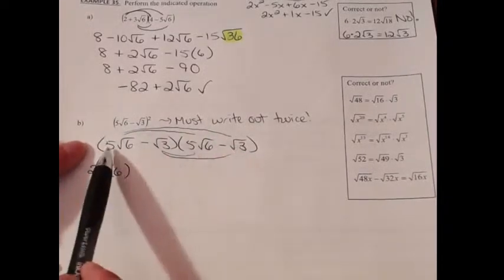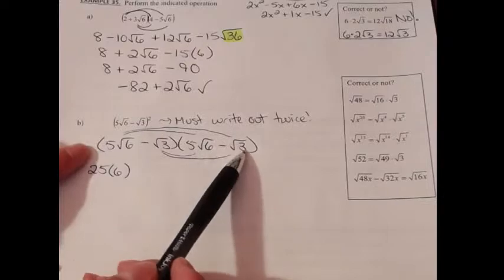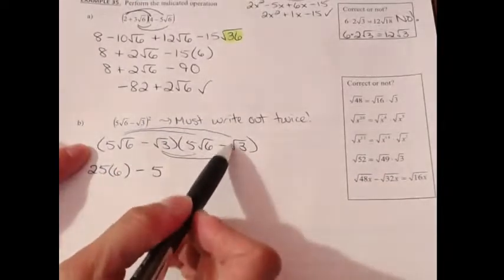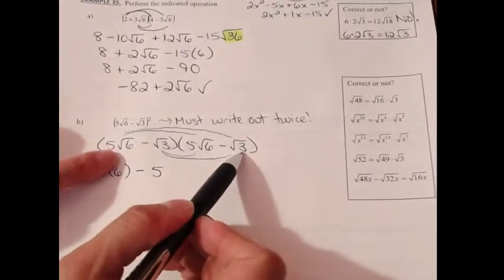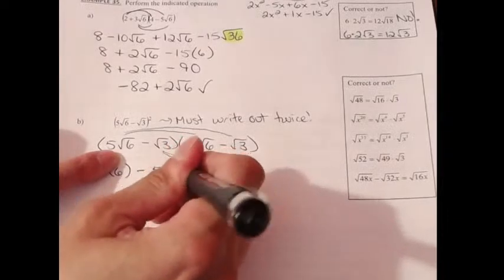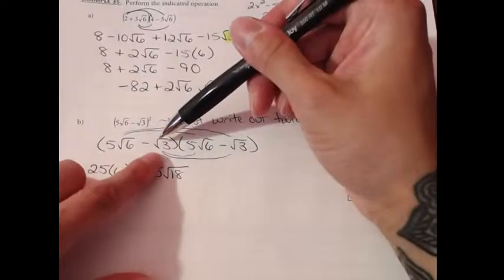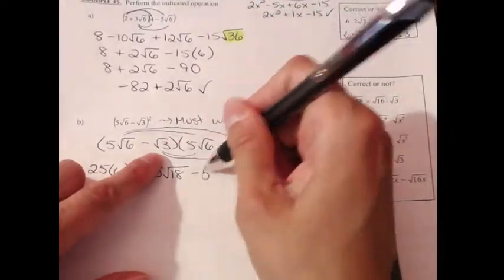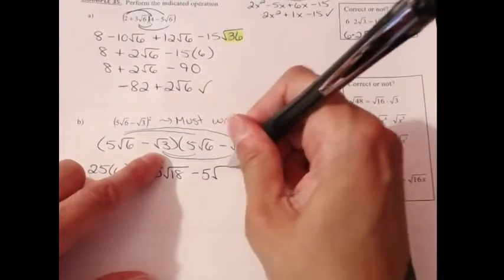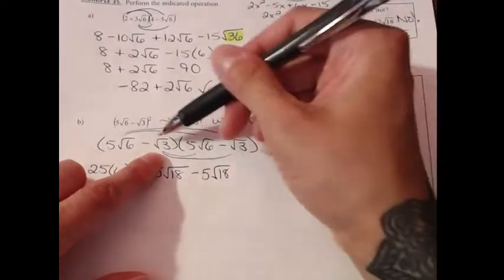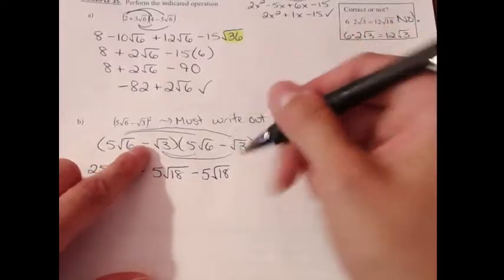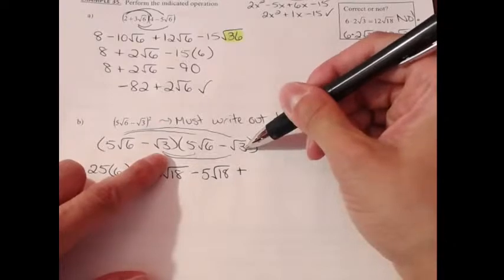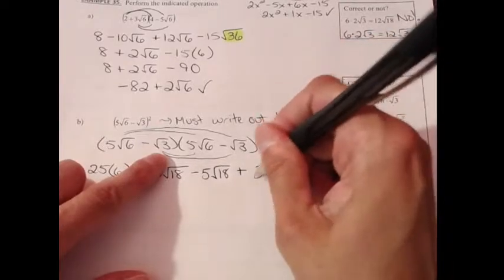Then let's distribute. 5 square roots of 6 times negative square roots of 3. Well, we have minus 5 times 1 is 5. There's a 1 in front of here. Square root of 6 times square root of 3 is square root of 18. Now let's move to the next pair here. So negative 1 times 5 is negative 5. Square root of 3 times square root of 6 is square root of 18. Now let's move to our last pair, and negative times a negative is a positive. Square root of 3 times square root of 3 is square root of 9, which is 3.